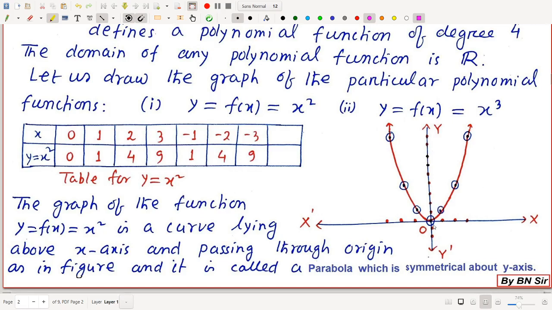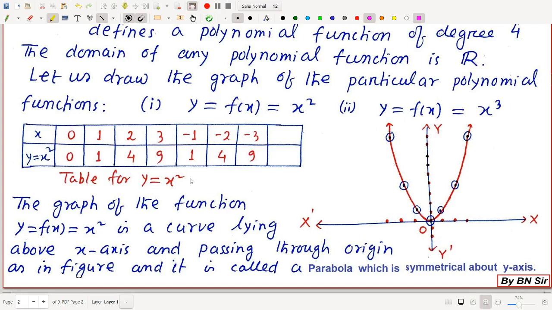Now if we plot these points: 0, 0 origin; this is the point 1, 1; this is the point 2, 4; this is the point 3, 9. Similarly, this is minus 1 comma 1 point, this is minus 2 comma 4 point, this is minus 3 comma 9 point. And y equal to x square means y is always positive or 0. So the graph lies above x-axis, and this time we are not getting a straight line.